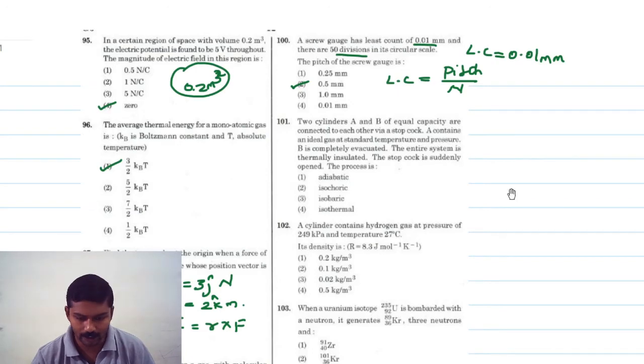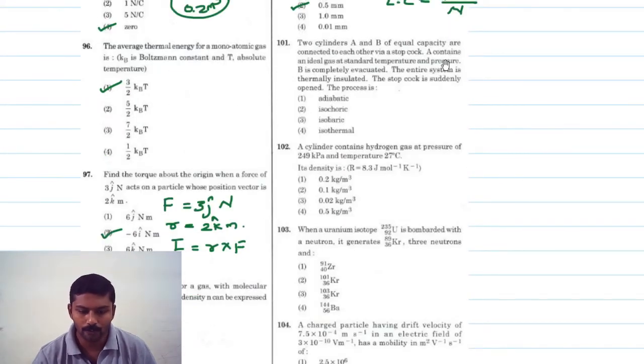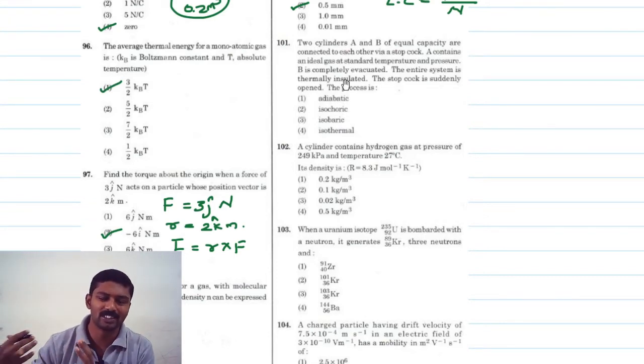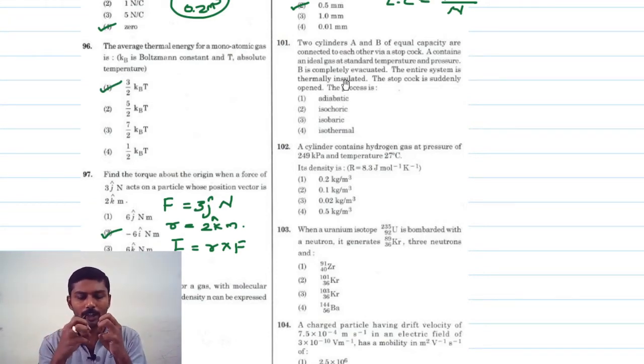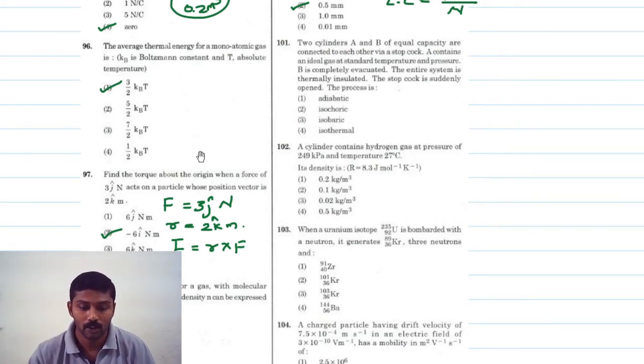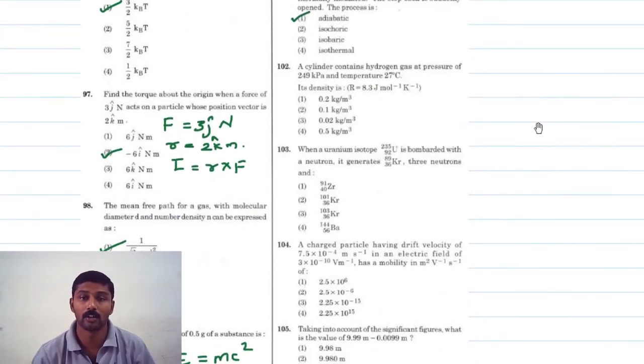Okay, now let's look at the next question. There are two cylinders A and B of equal capacities connected to each other by a cork. A contains an ideal gas at standard temperature and pressure, and B is completely evacuated. That means we can call this a vacuum. So there are two containers joined together, one completely vacuum, the other at standard temperature and pressure. So when the cork is opened, what happens? The pressure equalizes at a very fast pace. So what kind of process will it be? It will be an adiabatic process. If the pressure change happens very fast, such a process is the adiabatic process.